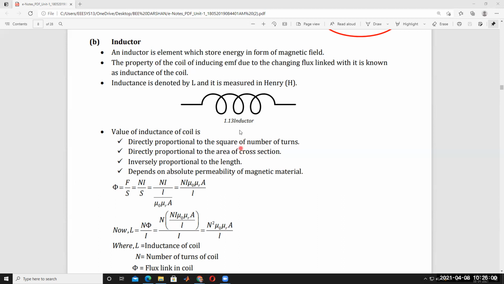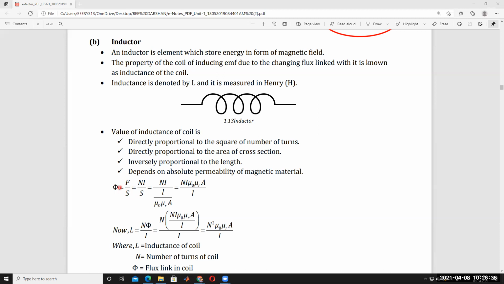Whenever current is flowing in the inductor, flux is developed. That is called flux, denoted by phi. Flux phi is equal to force per reluctance, that is, MMF, magnetic motive force, divided by reluctance.